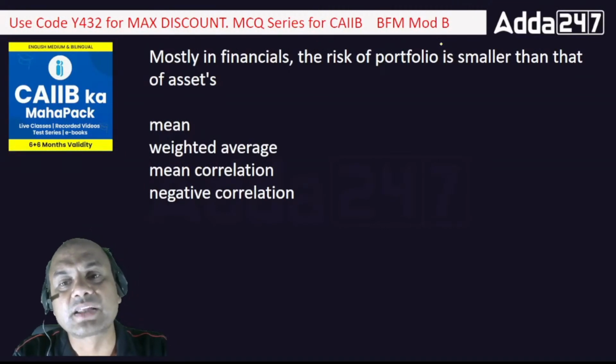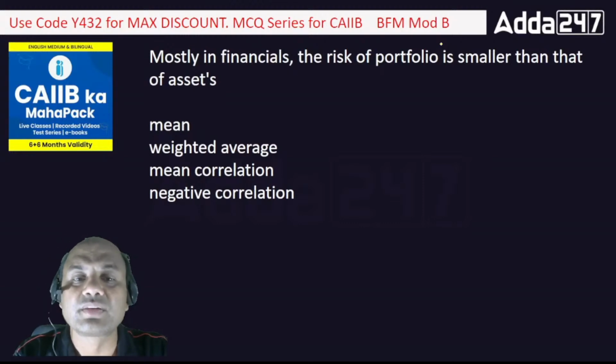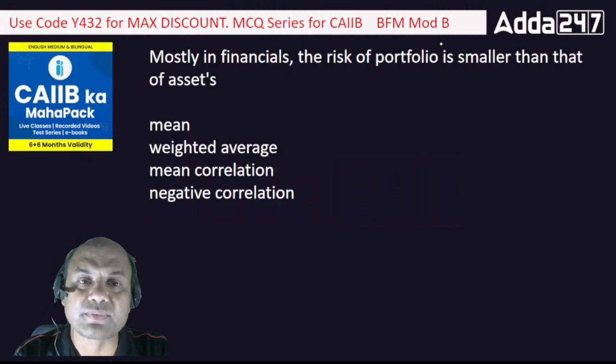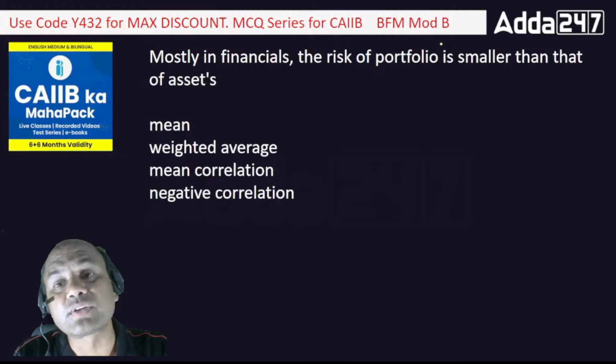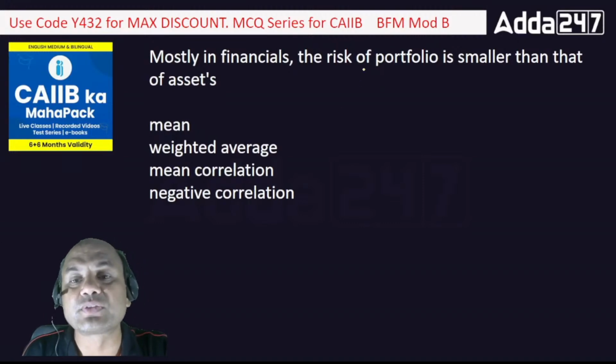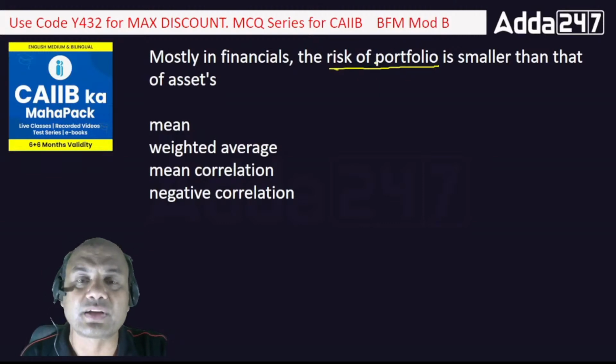Mostly in financials, the risk of the portfolio is smaller than that of the assets. Mean, weighted average, mean correlation and negative correlation. So the risk of the portfolio, always remember the portfolio risk means what? The risk of the entire gamut of the funds, these stocks or commodities which I am having, that will always be less than what? Mean or weighted average or mean correlation.